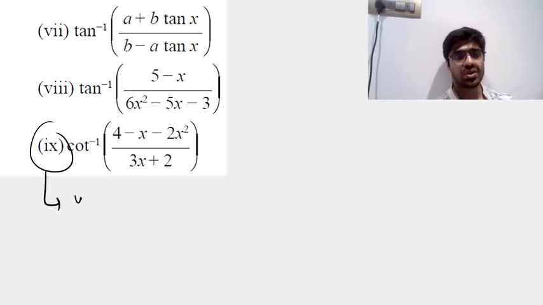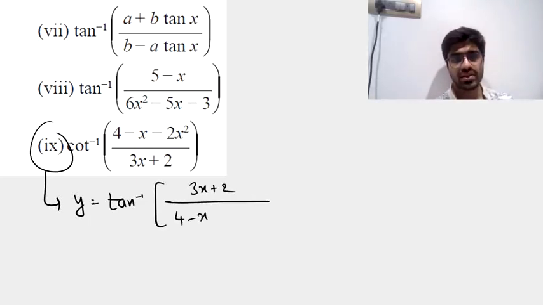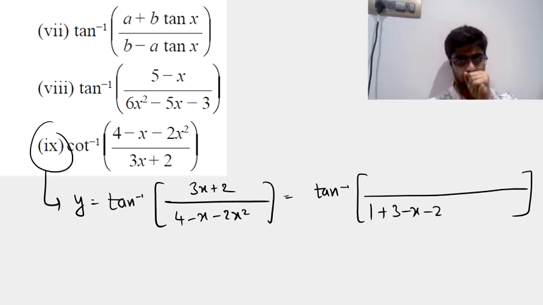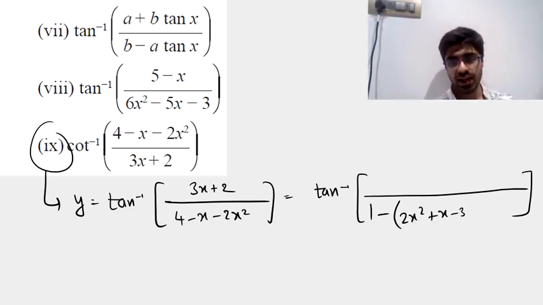The last one, we need to first write it in terms of tan inverse. So we have a tan inverse of 3x plus 2 in the numerator divided by 4 minus x minus 2x square. This will be tan inverse of 3x plus 2, but we will rewrite it in a separate manner. You can first write a 1 here. So 1 plus 3 is what we have. Then we have a minus x minus 2x square. We pull out a minus common. So we are left with 1 minus 2x square plus x and a minus 3.